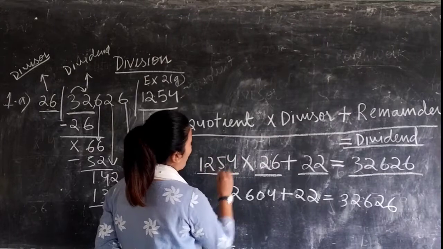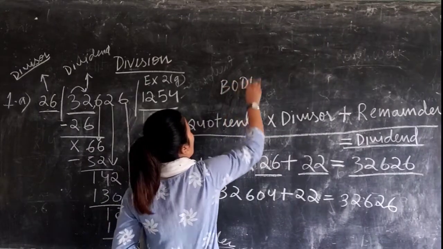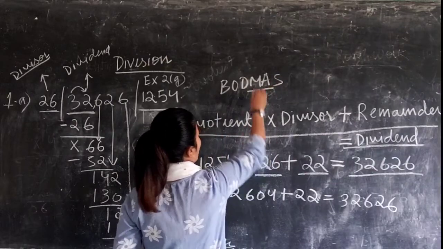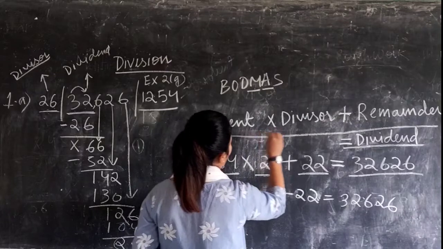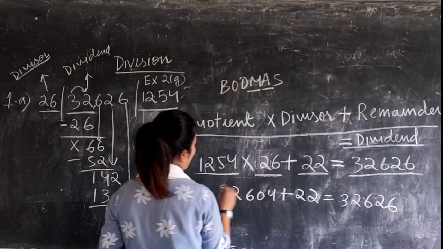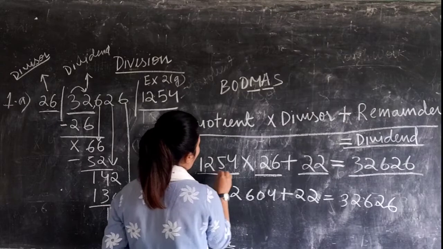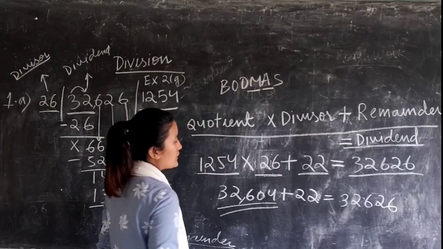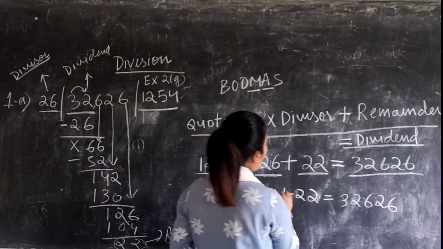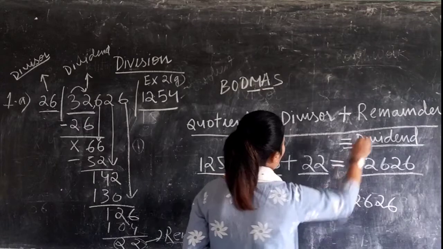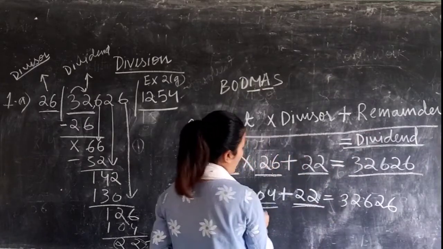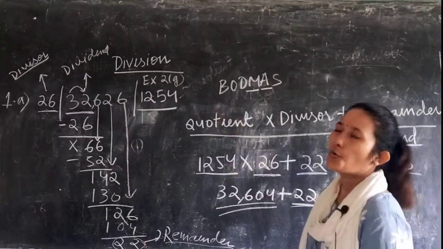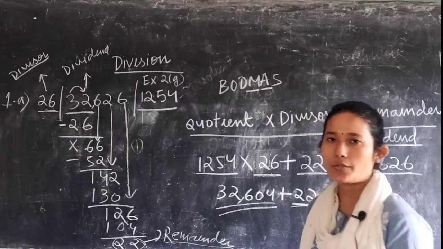First, according to BODMAS, if you have multiplication and addition, then first you have to multiply. So, first let's find the product of quotient and divisor. That is, let's multiply 1254 with 26. The answer that we would get is 32,604, and then we need to add the remainder, that is 22. So, our answer would be 32,626, which is equal to the dividend that we are given.